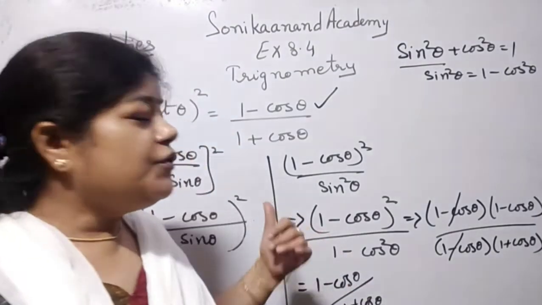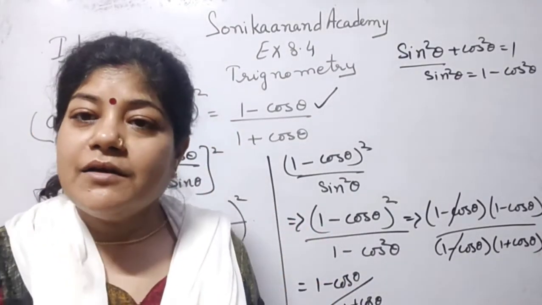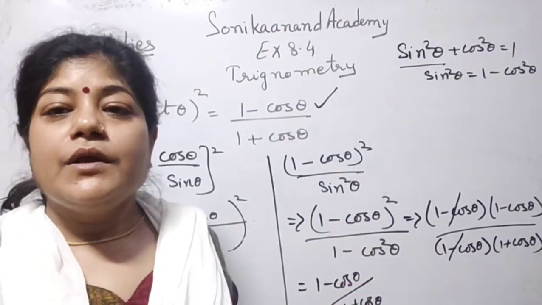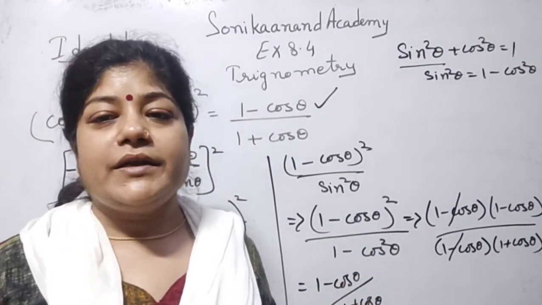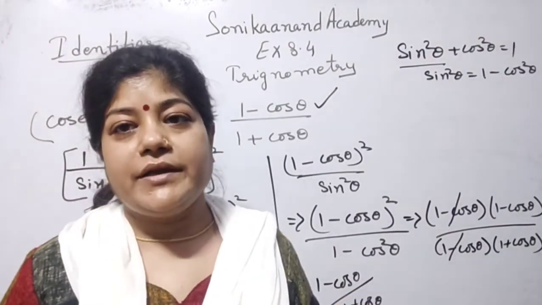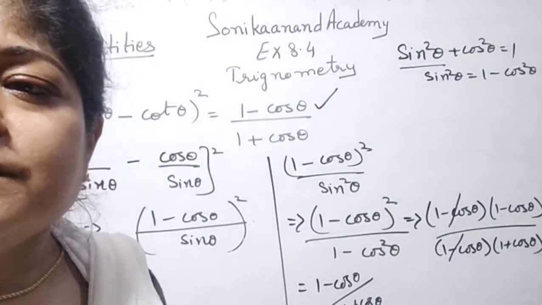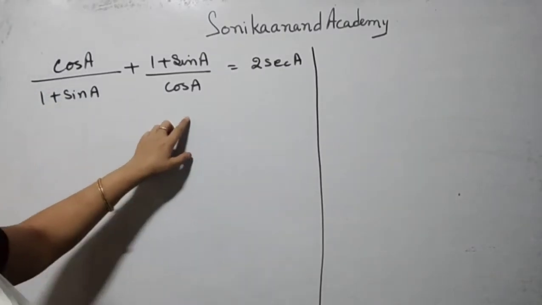Okay. You can follow another way to prove this identity. That is also correct, and this format is also correct. So now I am shifting to the next question. Now watch the next question.